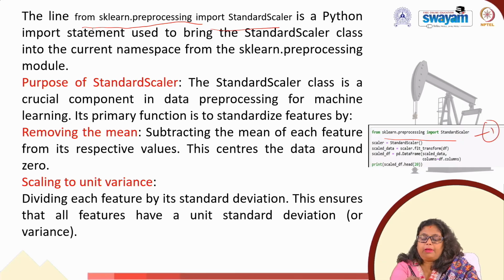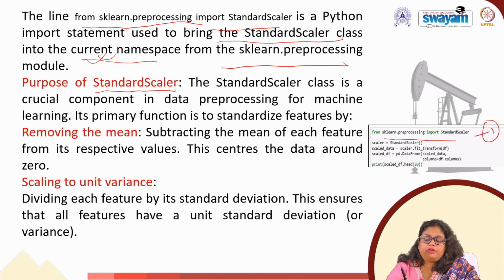It is a Python import statement, and it is used to bring the StandardScaler class into the current namespace or scope from the sklearn.preprocessing module. So what is the purpose here? Why do we want to import StandardScaler? This StandardScaler class is a crucial component in data preprocessing for machine learning. The primary function is to standardize features. In our case currently we are removing the mean and scaling to unit variance.